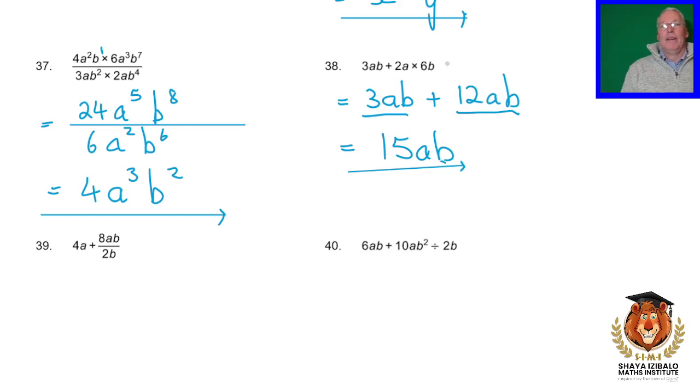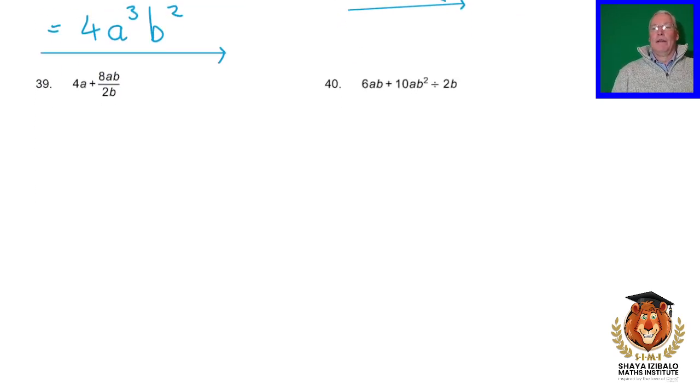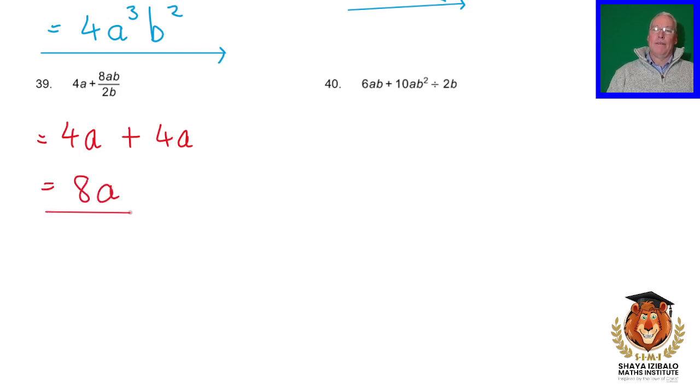All right. Number 39. Firstly, we've got to do the division. 8ab divided by 2b. 8 divided by 2 is just 4. And b divided by b is just 1. So we're just left with 4a. Are these like? Absolutely. Add them together, 8a.